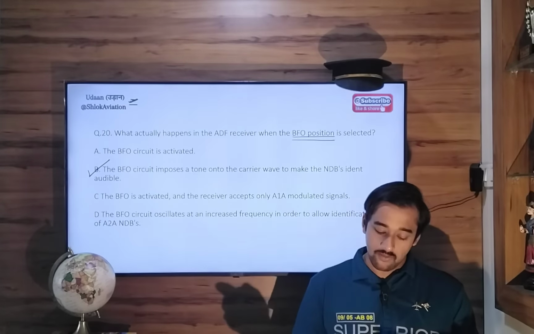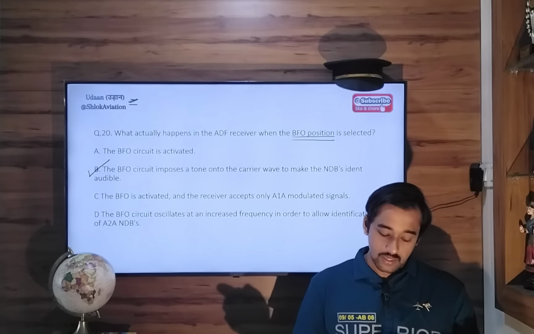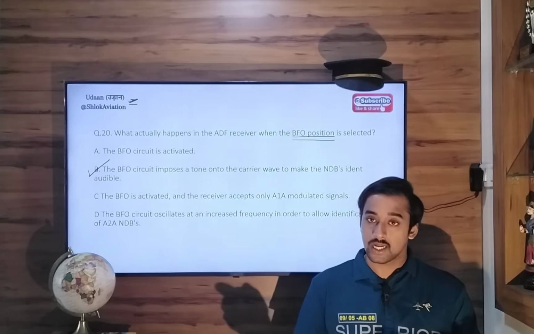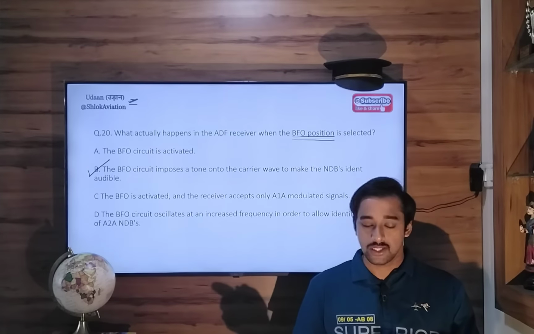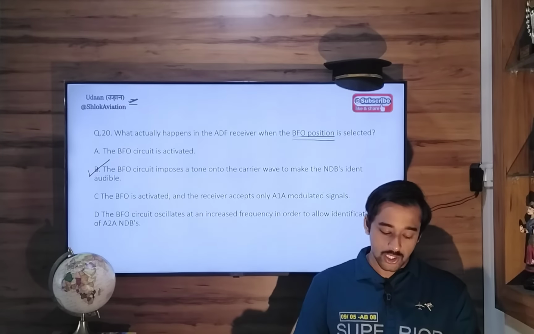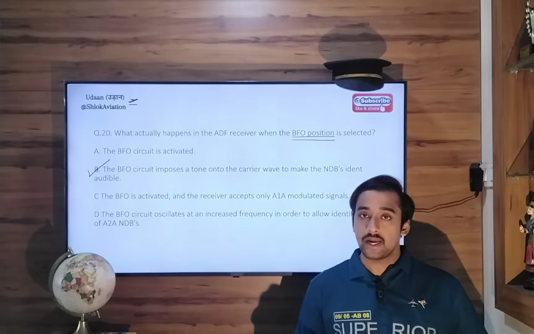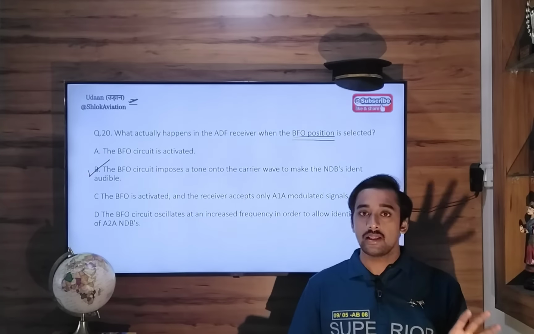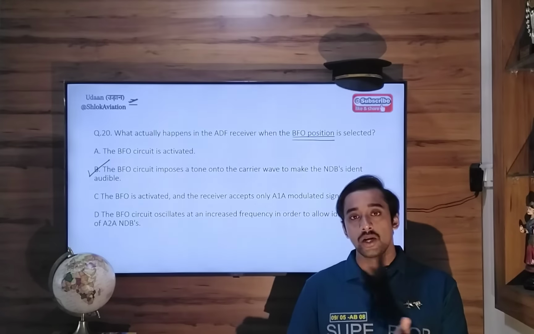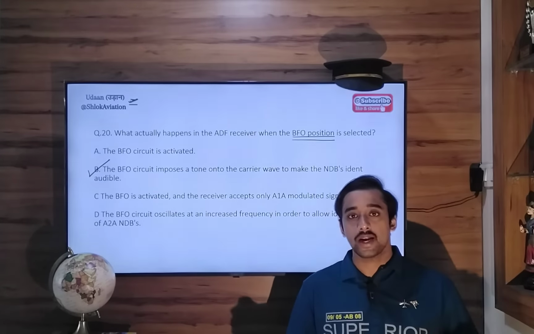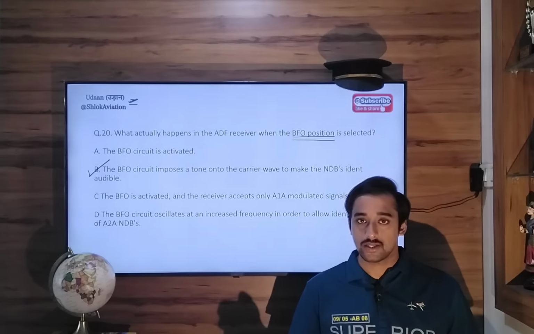The BFO is activated and the receiver accepts only A1A signals. Wrong. The BFO circuit oscillates at an increased frequency in order to allow identification of A2A NDB. That is also wrong. So the correct option is option Bravo. The beat frequency oscillator will superimpose an extra audible tone on the main wave so that you get to hear the Morse code signal, the identification of that station.